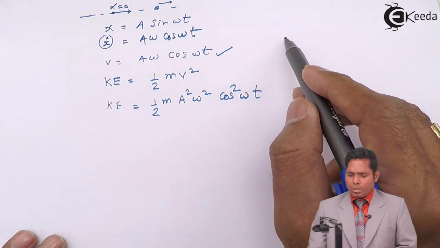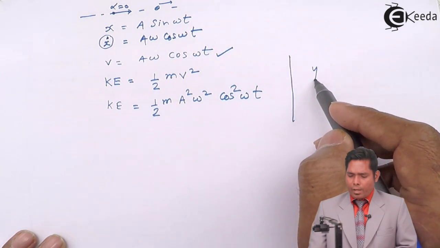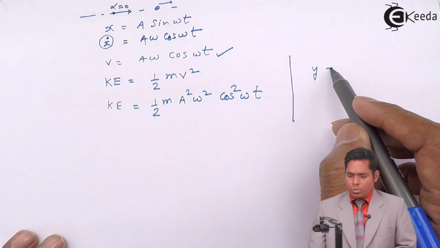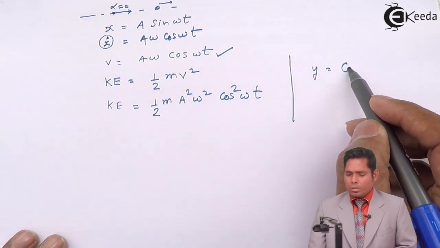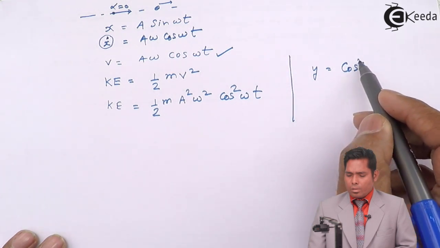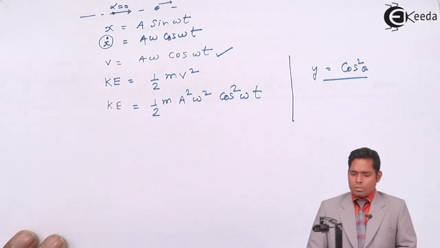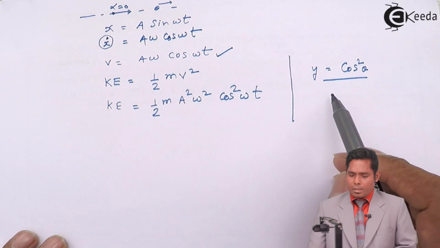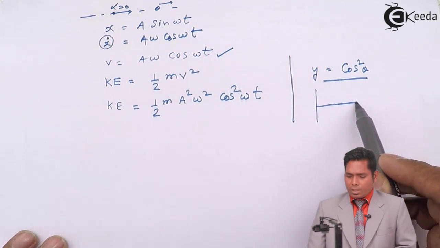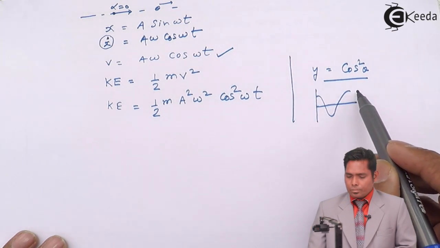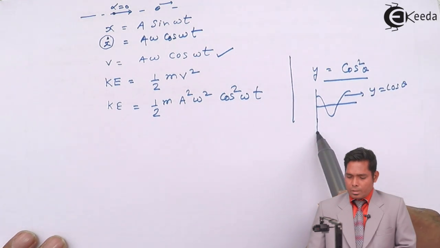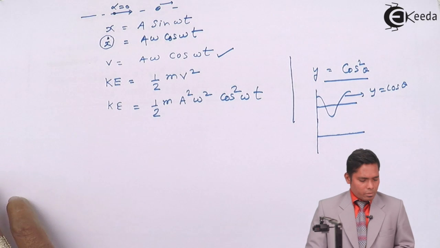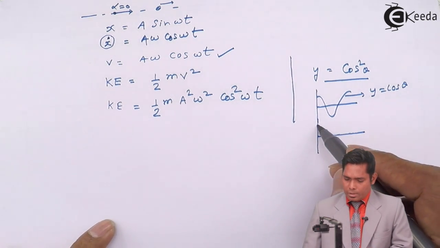That means what is the graph of y equals some constant? Suppose the constant is also 1, so y equals cos square theta. What is the nature of this curve? Y equals cos square theta, or cos square t. The graph of cos theta is like this. This is the graph of y equals cos theta. Then the graph of cos square theta is something like this.